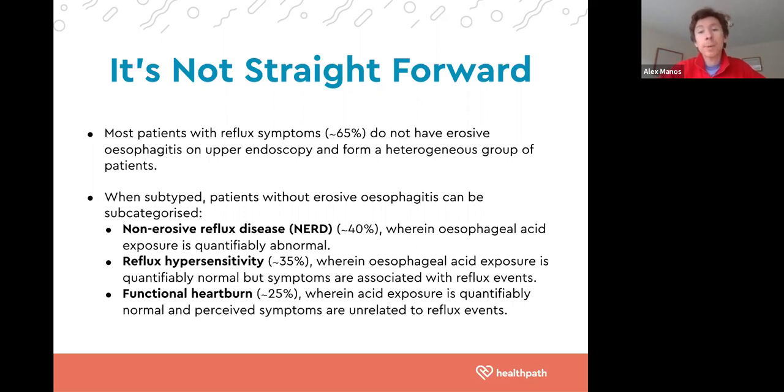And then functional heartburn, where acid exposure again is normal, but there are perceived symptoms that are unrelated to the reflux events. So I appreciate it's relatively complicated, but my takeaway message from this is that we have lots of different subtypes of this, and it can be really helpful to understand where we fit within it, if nothing else, so we can have more peace of mind about our condition and the outcomes that we can expect.